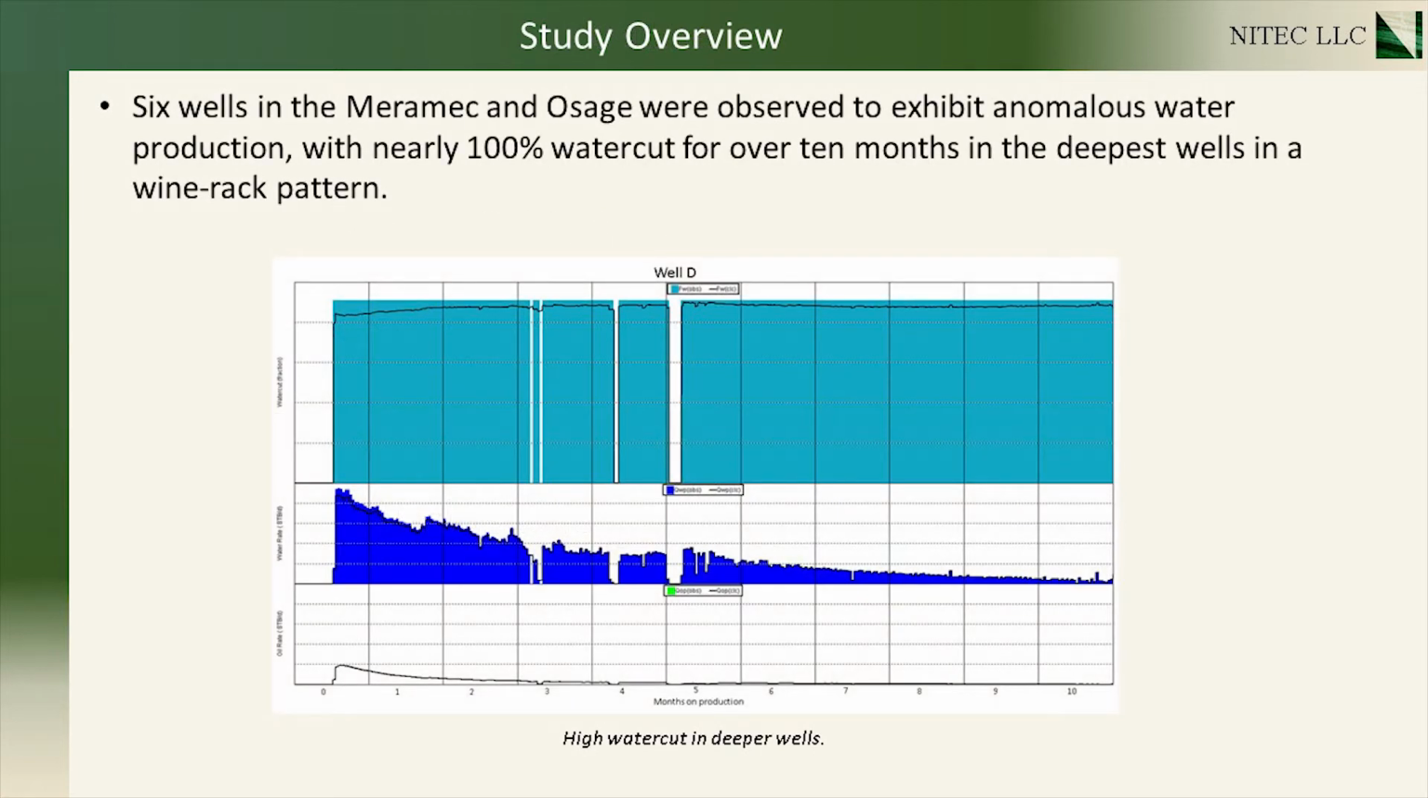Today, we will discuss the results of a project involving 6 wells in the Meramec and Osage rocks of the stack play, which were observed to exhibit anomalous water production behavior with a nearly 100% water cut at high rates for over 10 months in the deepest wells in a wine rack pattern.